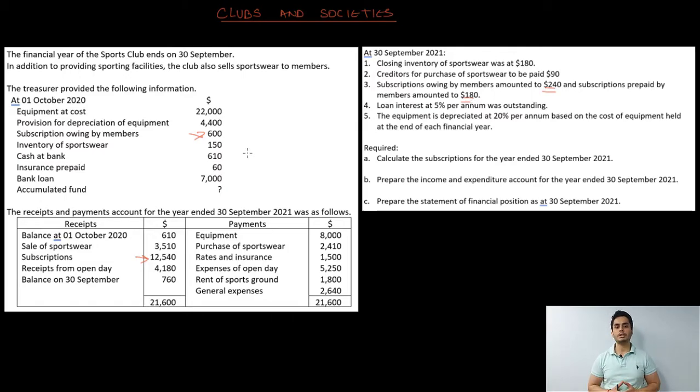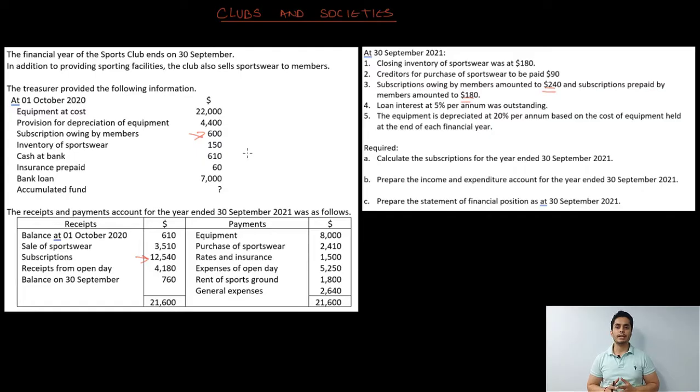We begin our subscriptions account with the balance brought down, the opening balance at the beginning of the year. Subscriptions owing by members, accrued subscription, is a debit balance in the books of the club. So I will be writing balance brought down on the debit side as 600. Subscriptions of 12,540 as per the receipt and payment account have been received during the year. This will be recorded on the credit side of the subscriptions account.